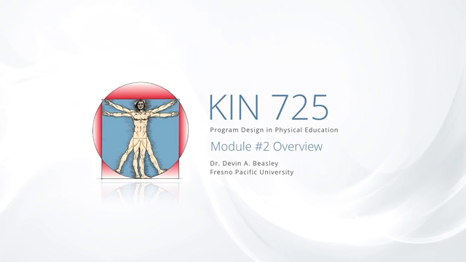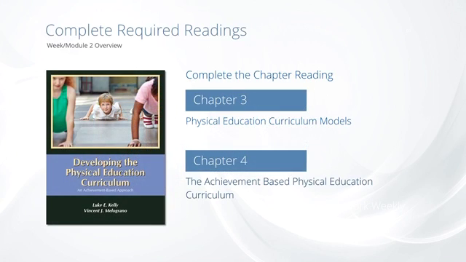And this week, first of all, get started with your required readings of Chapter 3, Physical Education Curriculum Models, and Chapter 4, the Achievement-Based Physical Education Curriculum Model, or ABC model. And this is the model that you're going to use to develop your curriculum.